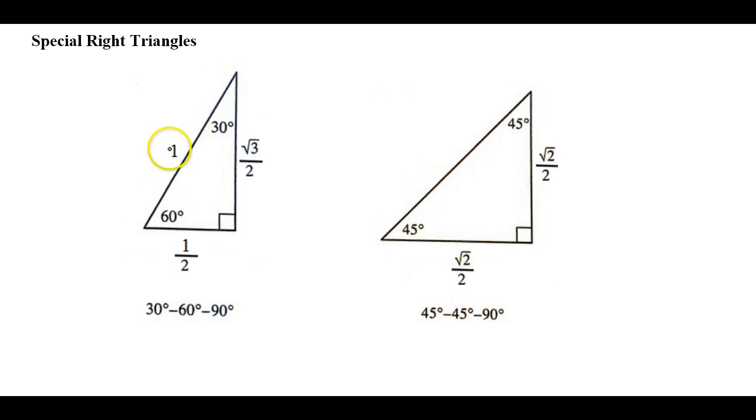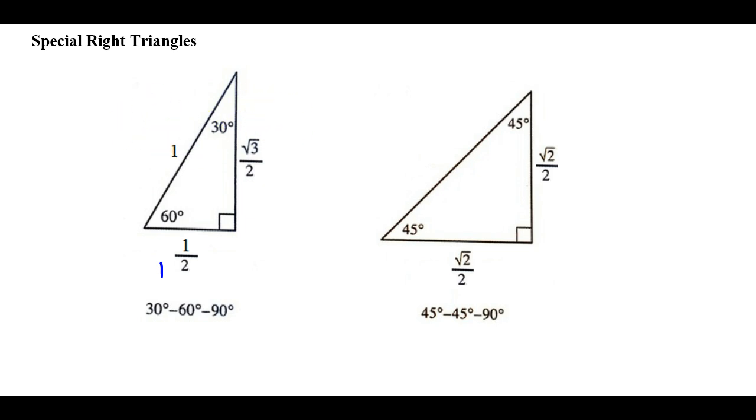So you might be used to seeing this with a radius of 2, which would mean that the side length on this side is going to be of length radical 3, and then this side length is going to be 1. But again, we're dealing with the unit circle, so that's why I just went ahead and divided everything by 2.